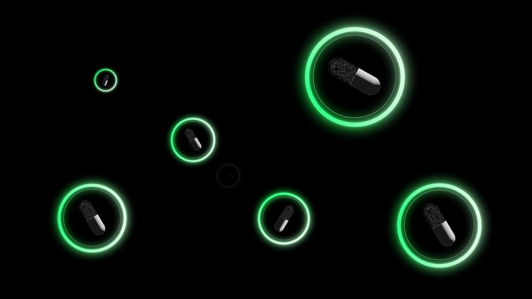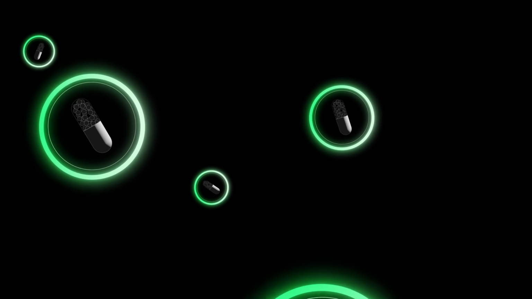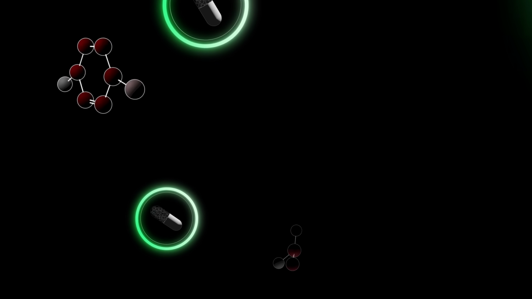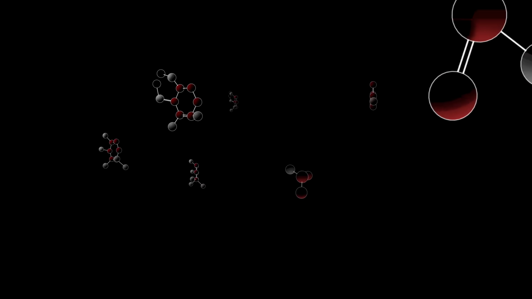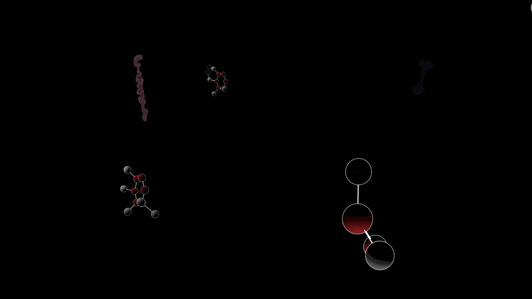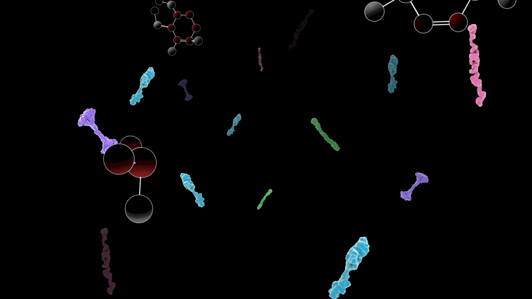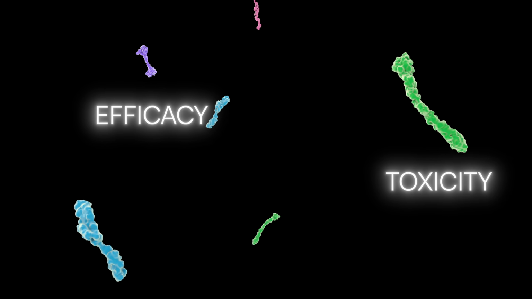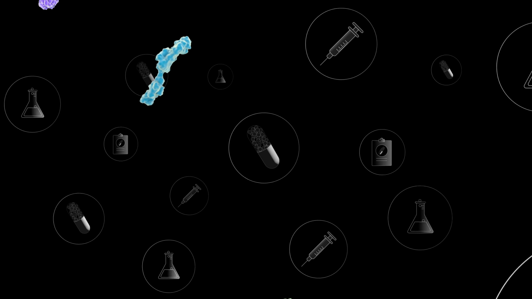Together with proteome screening abilities, this accelerates not only the discovery of new drugs at the molecular level, but the entire scientific process, from target discovery to efficacy and toxicity prediction to clinical development and beyond.